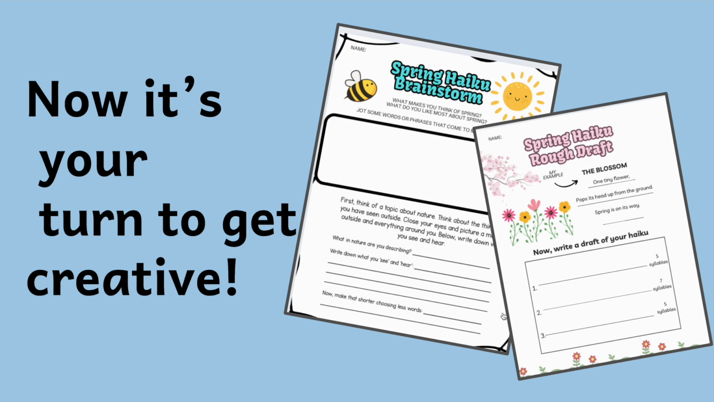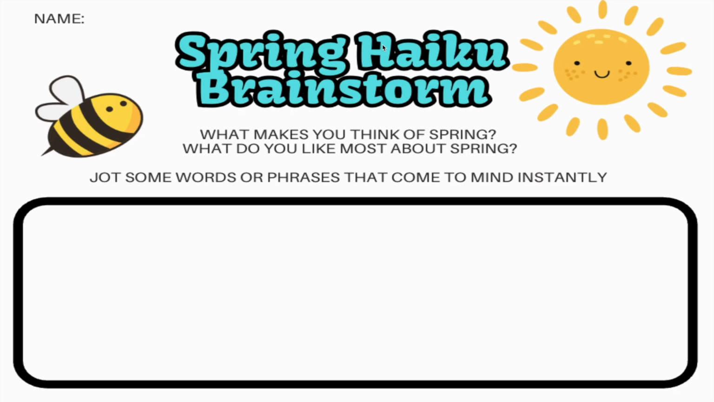So now you are going to get creative, and with your sheet, you are going to be brainstorming. Starting with this sheet, the blue text, you are going to take a second right now and think about anything that makes you think of spring and anything you like about spring. Take about 1 to 2 minutes and just jot some words or phrases that instantly come to your mind.